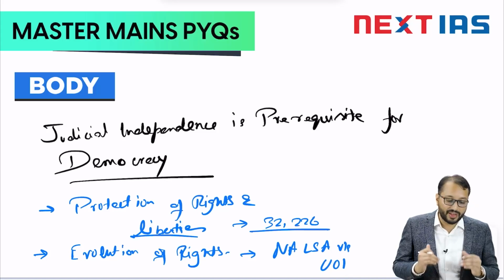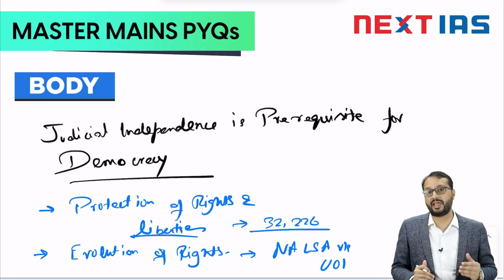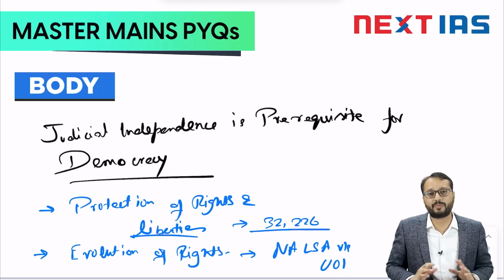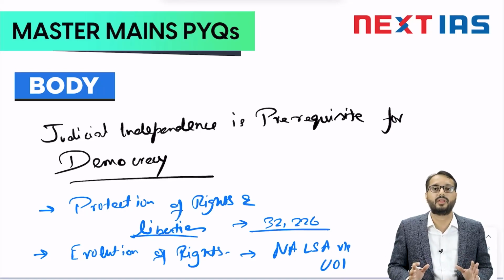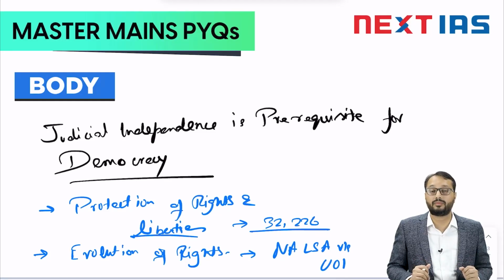Similarly, there have been various judgments like the Puttaswamy judgment, which gave us the right to privacy. It located the right to privacy in Article 21 of the Constitution. It expanded the meaning. Article 21 in itself has gone through expansion in the last couple of decades. That is a very important thing that we enjoy because of an independent judiciary.